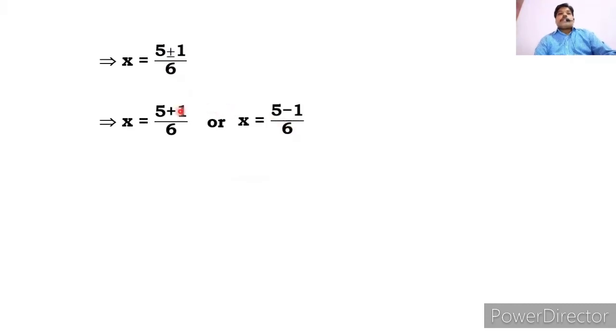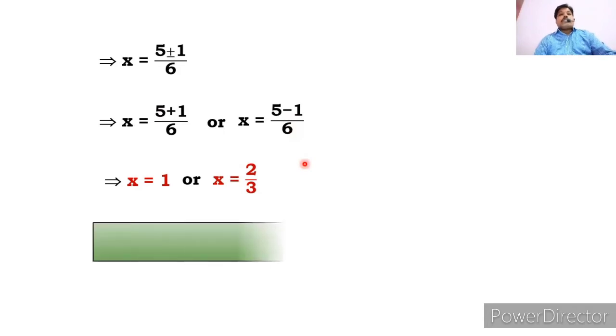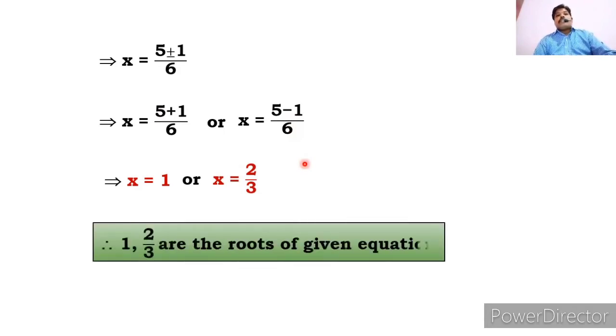If we take the plus 1, 5 plus 1 is 6, and 6 by 6 gives x is equal to 1. If we take the minus, it will become 5 minus 1 is 4, and 4 by 6 is nothing but 2 by 3. So we can declare that x is equal to 1 comma 2 by 3 are the roots of the given equation. So it is easy to identify by using the formula.